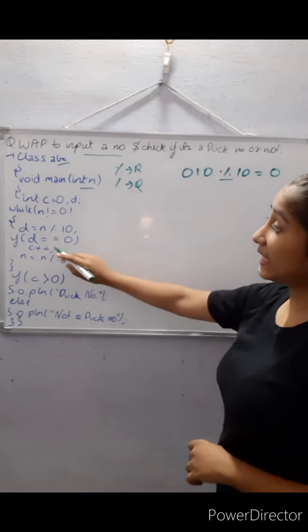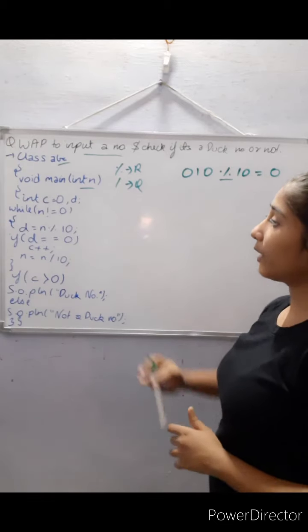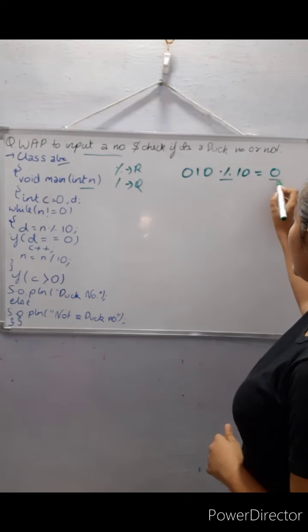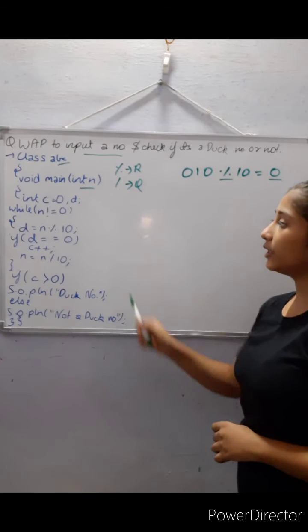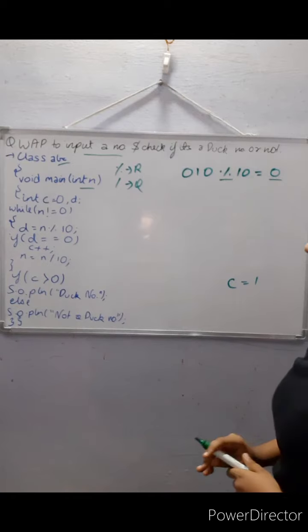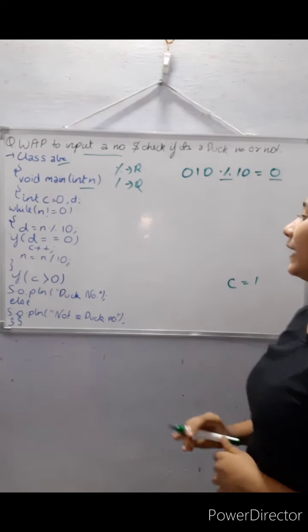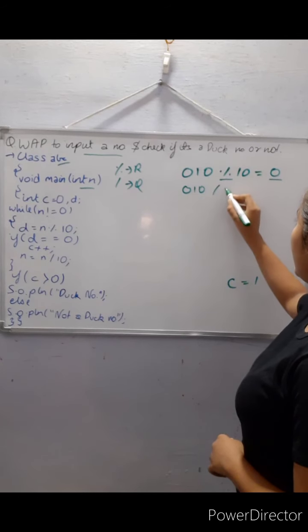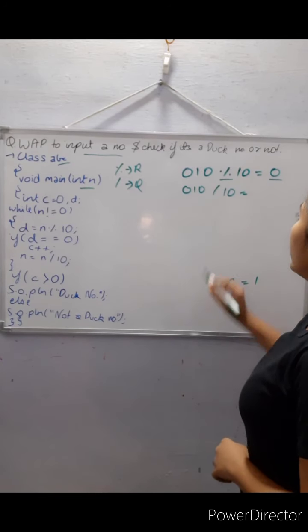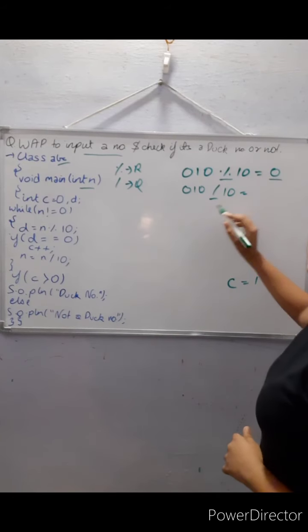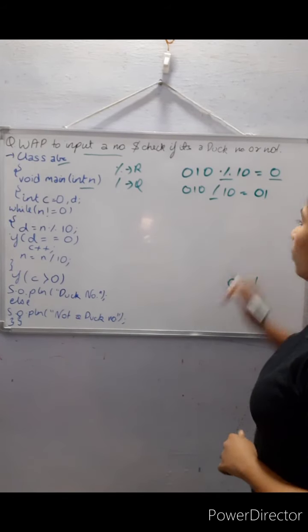Now, if d is equal to 0, we are going to count that number. And over here in this condition, the value of d is 0, so we are going to count. So the counter value is 1 now. Now n is equal to n divided by 10. So n was 010, divided by 10. Over here we are going to get the quotient. So the quotient will be 01.